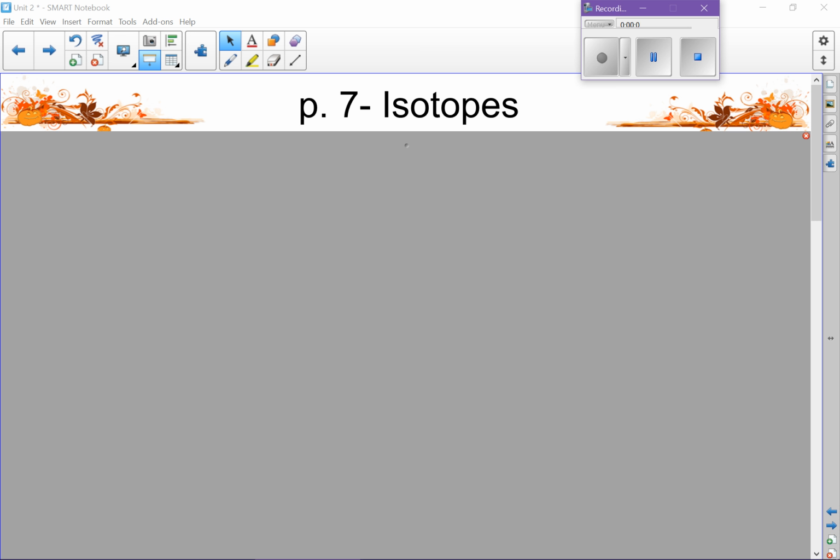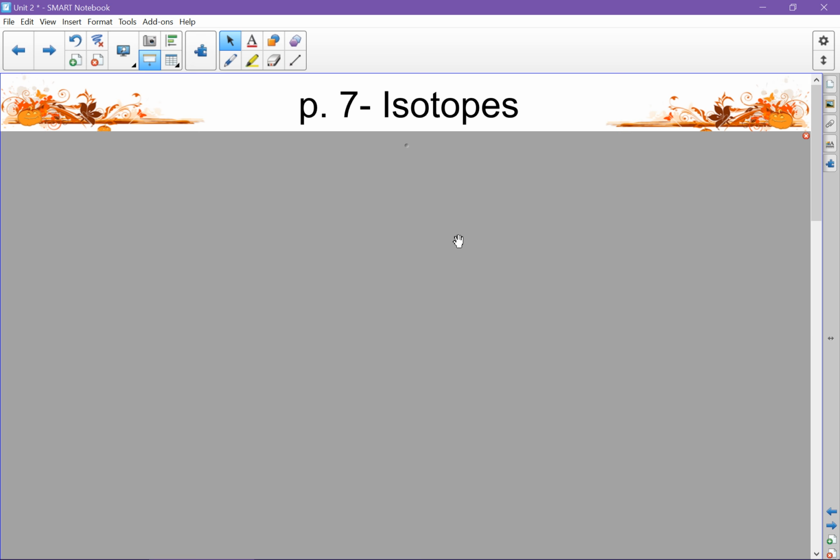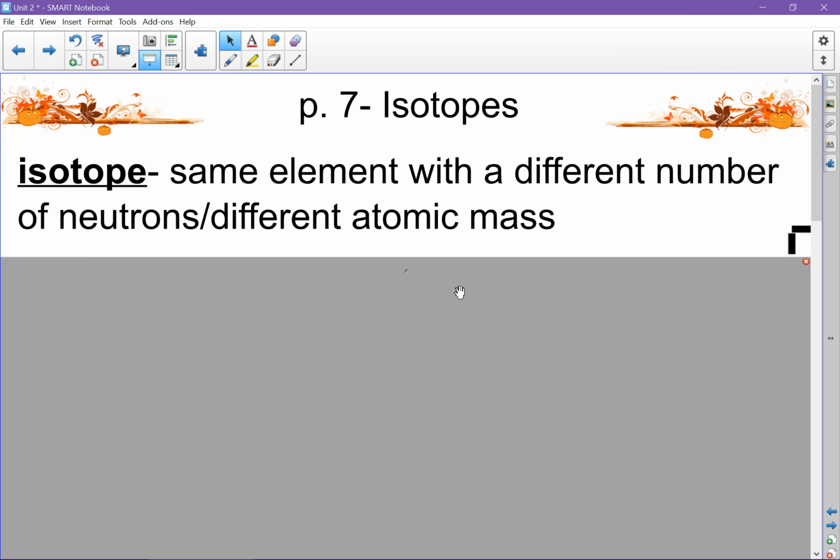Hi guys, today you're going to learn about isotopes. And isotopes are still atoms, but there's something special about them. An isotope is when you have the same element, but it has a different number of neutrons, which means it has a different atomic mass.